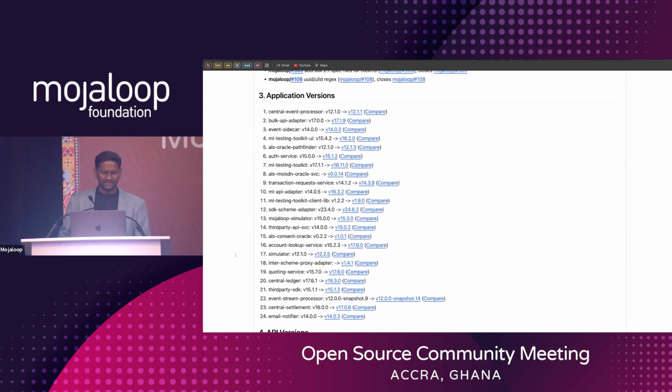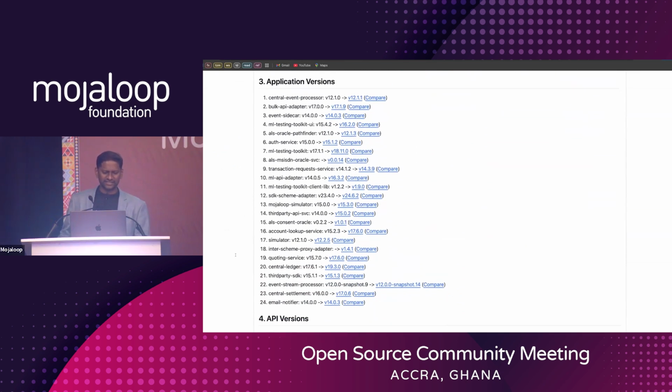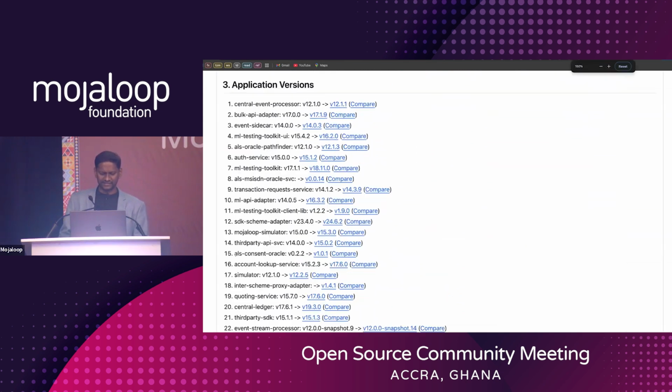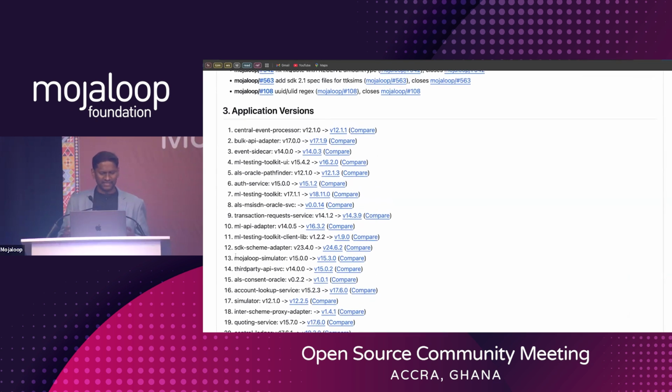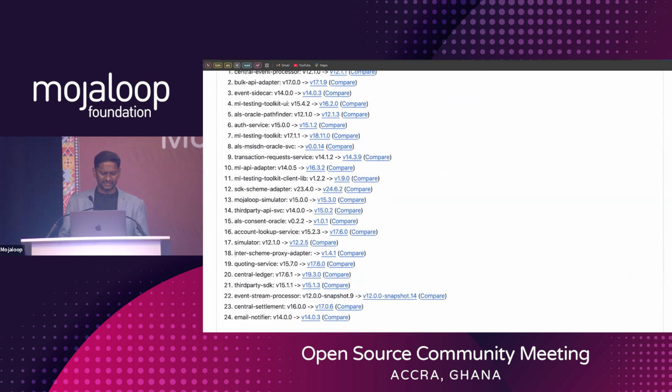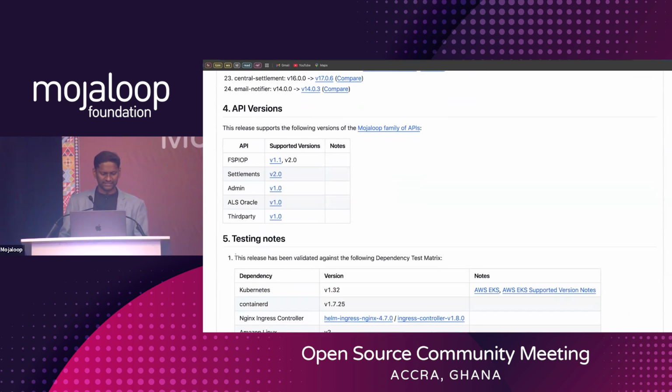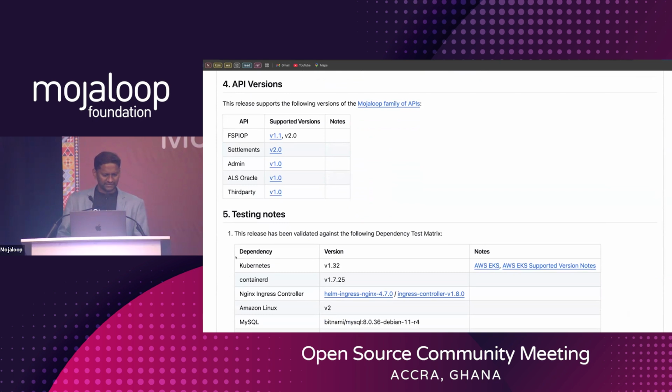Won't go into that. This section number 3 talks about the application versions that are used in Mojaloop. So the Mojaloop release itself is a bundled release of various different services. You can see all the services that are included here and their individual versions. You can go to the release notes there, look at the changes and the version details that are included there as well.